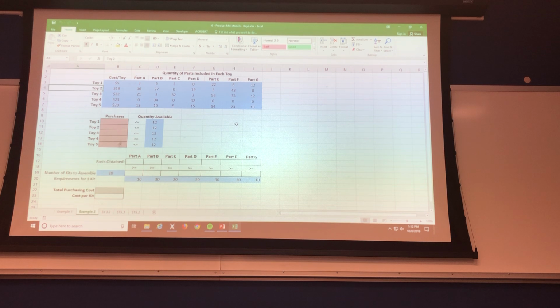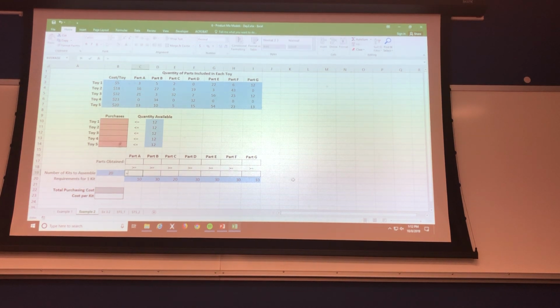Let's do the simplest calculation first. It's always more fun. So if you went to C19, how would you calculate how many part A's you need? Or you can just tell me the number. How many part A's do you need? 200. You need 200.